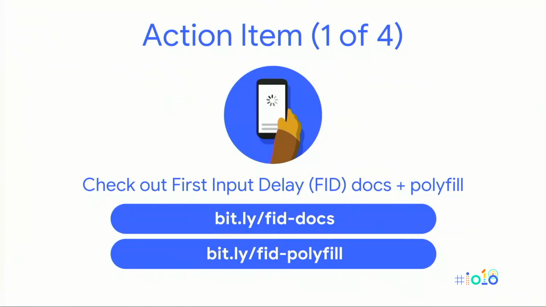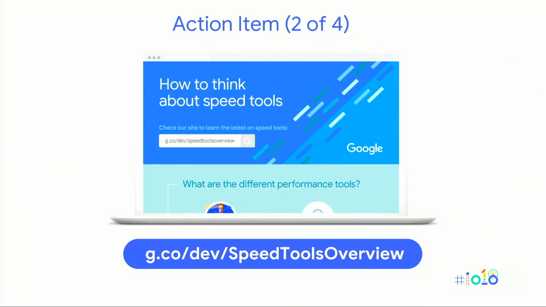Now, a talk by a product manager wouldn't be complete without action items for you all to take. So I'm going to list four of them out. This is a really good time to take out your phones and take pictures, because I'm going to go through this quickly. The first action item is about first input delay, which is our main interactivity metric in the wild. If you're interested in improving how real users are dealing with the interactivity of your website, I encourage you to check out first input delay. Here's a link to the docs. Here's a link to the polyfill. Please give us feedback.